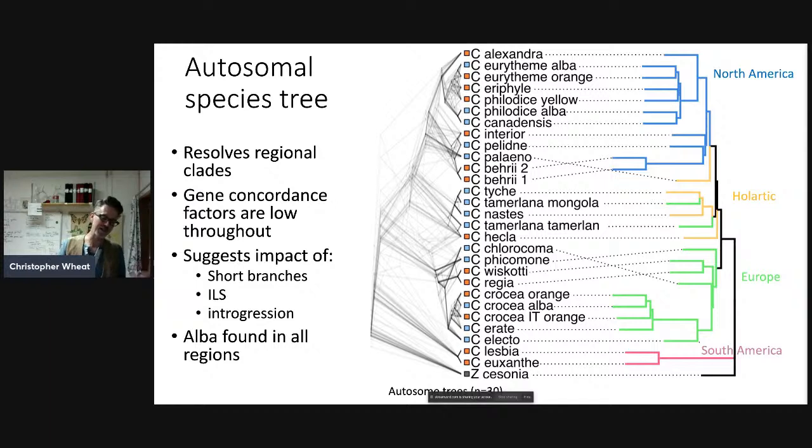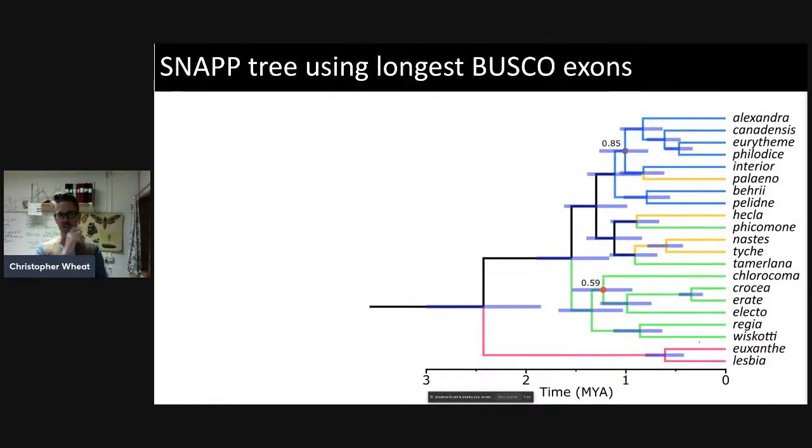SNAP, working with a very large data set, is actually incredibly slow, as is StarBEAST. So trying to figure out what's the least biased approach, using the most data, still trying to estimate the underlying phylogenetic tree while bringing in a time calibration, multi-species coalescent. How do you do that? It's actually quite complicated, I think, with the current set of tools and the large data sets that we have. What I ended up using was SNAP and taking the longest BUSCO exon, so the longest exon for each of the identified single copy genes within Lepidoptera.